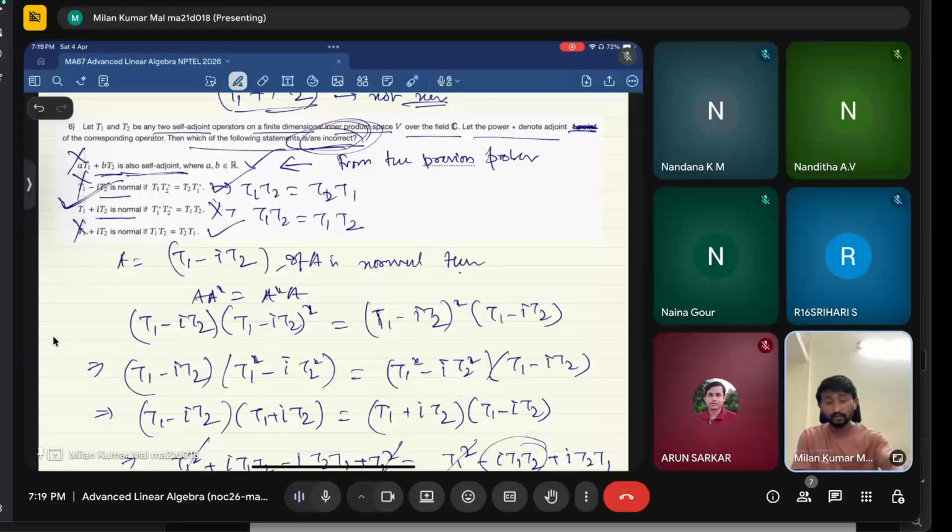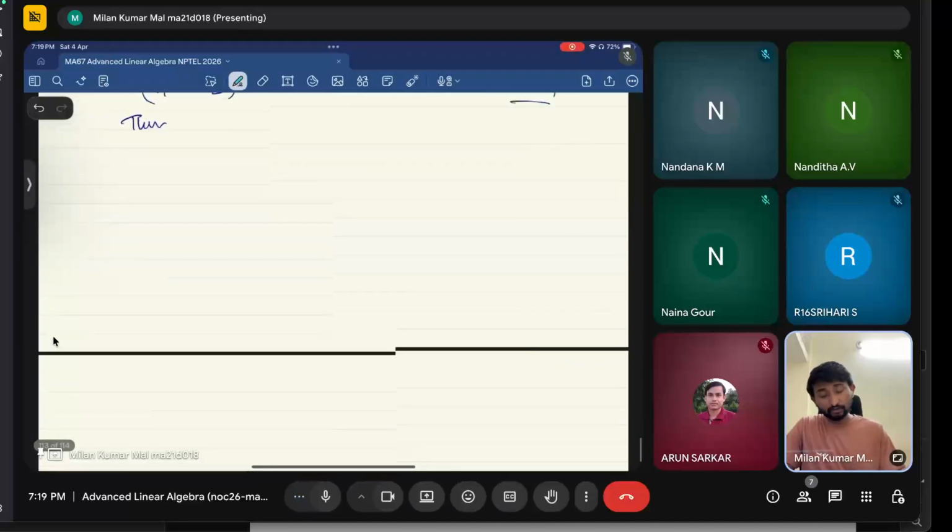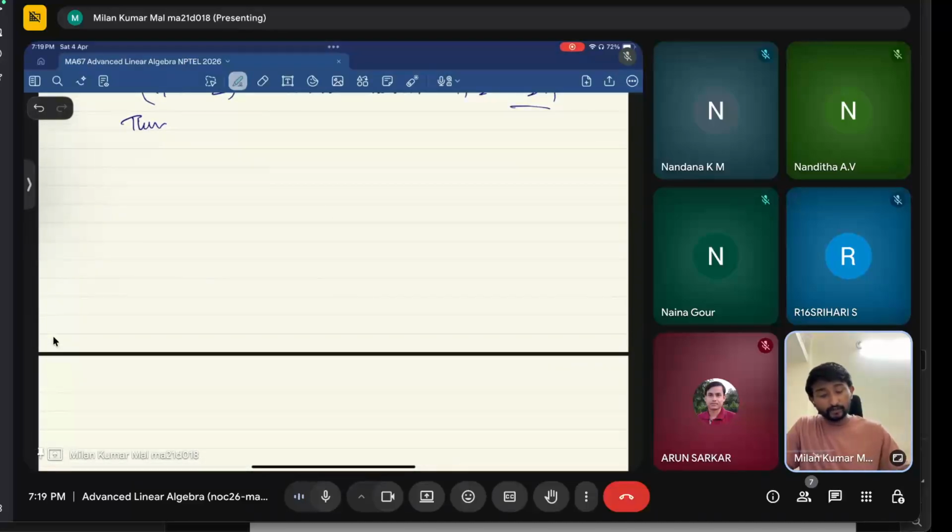Is this question clear, or should I explain some points a little more generally, or once again? Okay, I hope it's clear. Even if you have any doubt, you can let me know. In fact, even as I'm going to the next problem, during that problem you can let me know, and I'll try to explain it once again. So I'm going to the next problem.